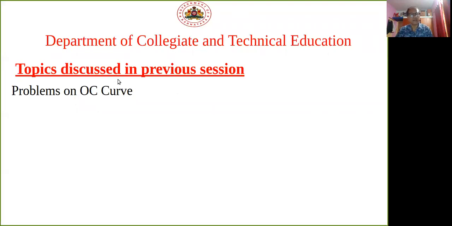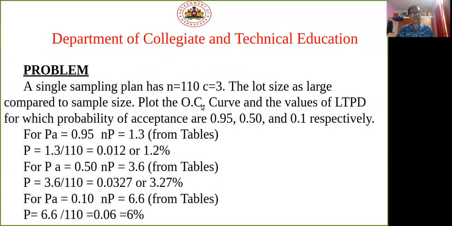In the last sessions, we discussed problems on OC curves, based on the construction of the OC curve by calculation and by using the table. So now let us once again solve some problems on the OC curve.